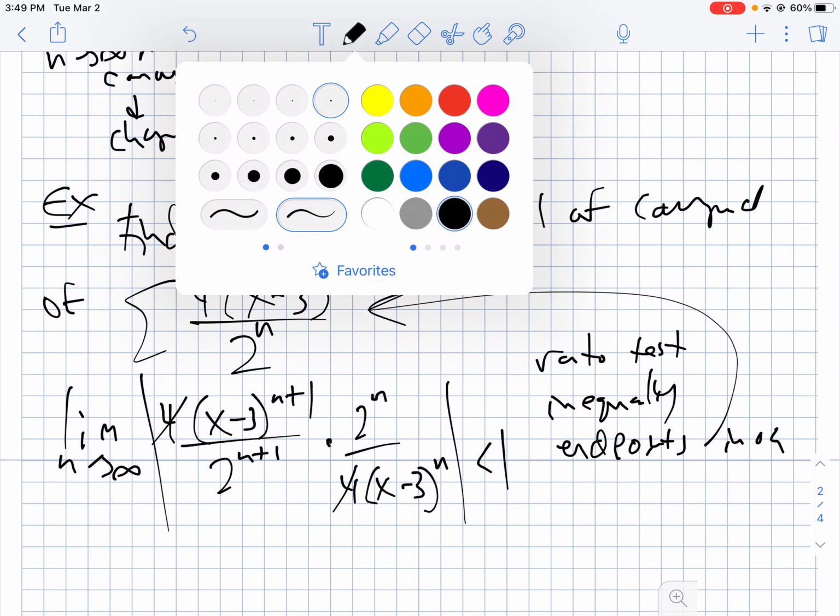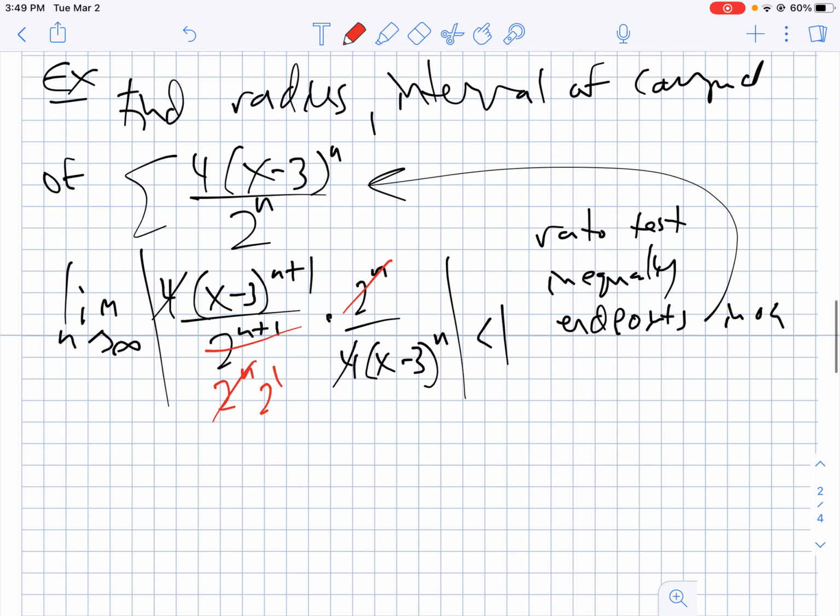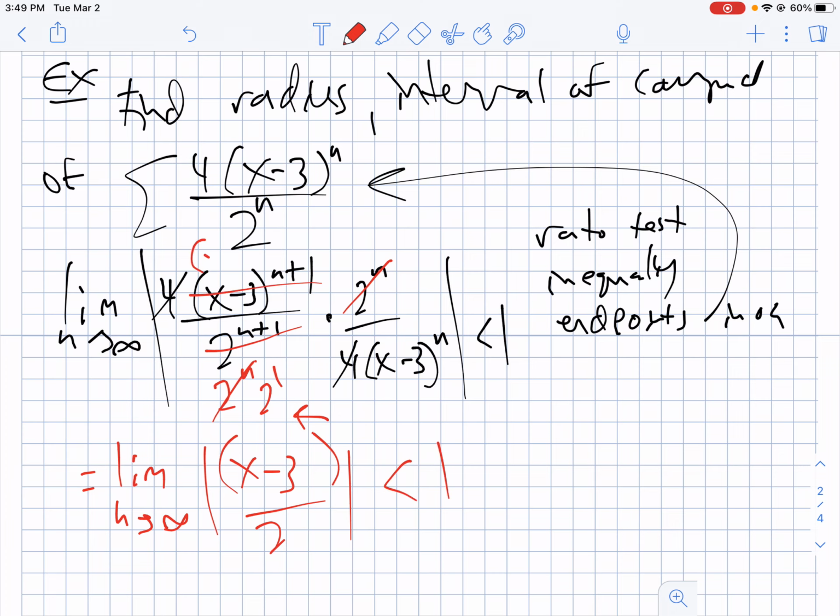And of course, we've seen this trick with the exponents a bunch of times, right? This is 2 to the n times 2 to the 1, so we just cancel off the 2 to the n's. So this just ends up being the limit as n goes to infinity of (x minus 3) divided by 2. We still have this 2 right here. And that is less than 1. Everything else canceled, right? Because this is (x minus 3) to the n times (x minus 3) to the 1. So that can cancel out with that. Anyway, so we have this limit.